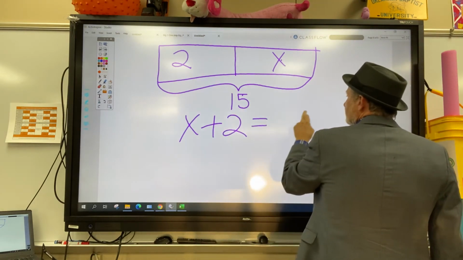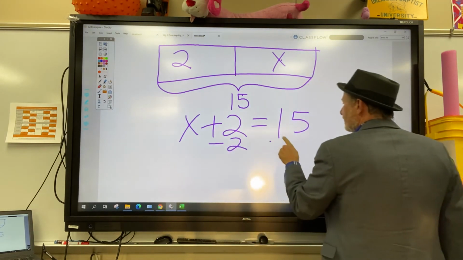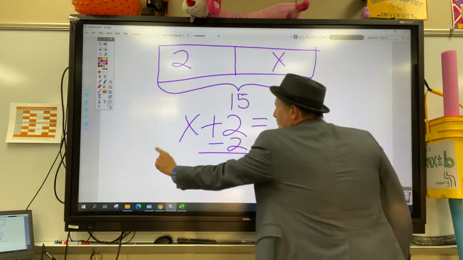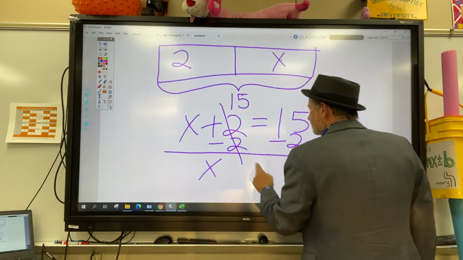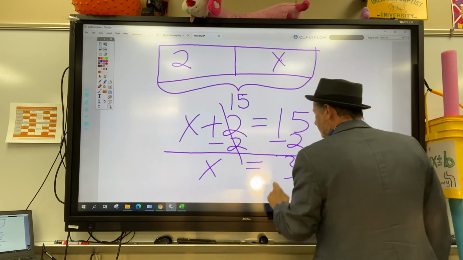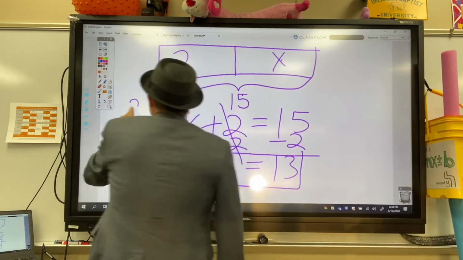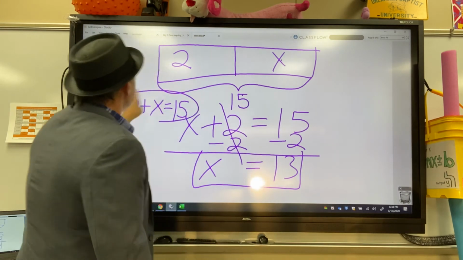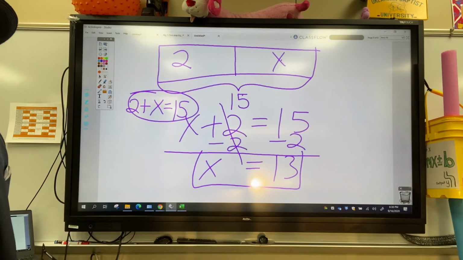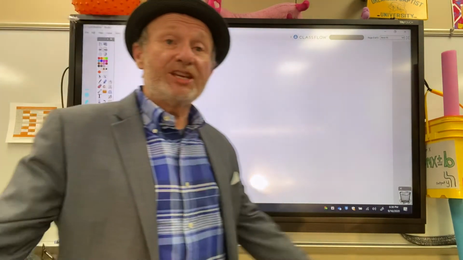Okay, equals 15. All right, zero out your 2. And when I say zero out, I mean add or subtract to make that side equal 0. X equals 13. Now, if you wanted to write this as 2 plus x equals 15, that would also be okay, and it would still work out the same way. All right, well, looks like that's it.